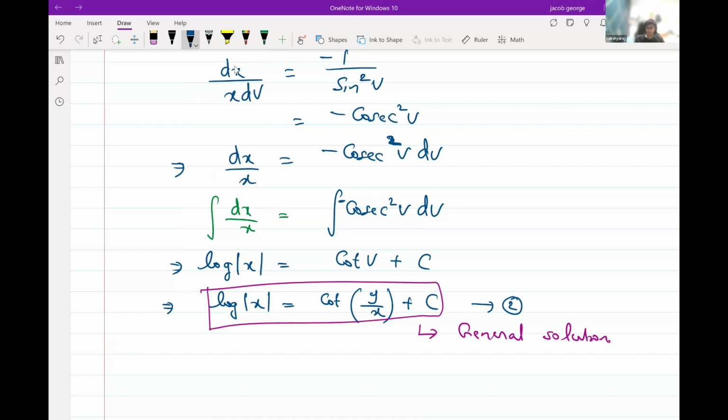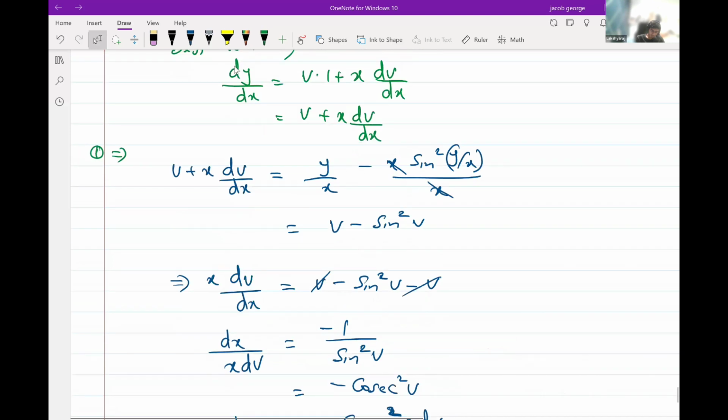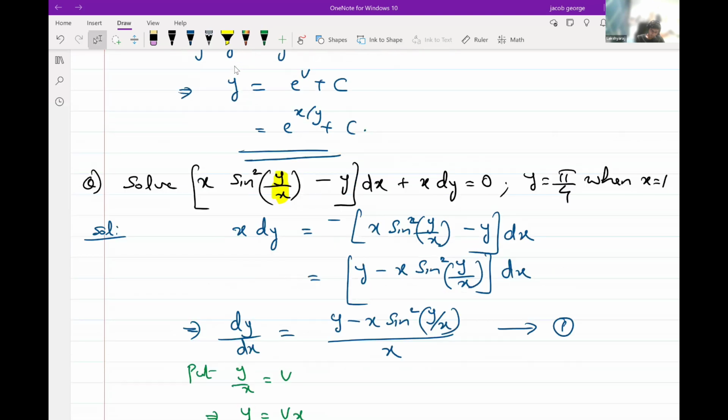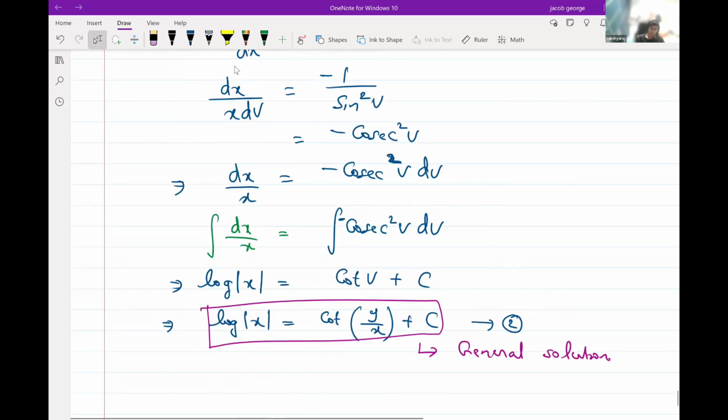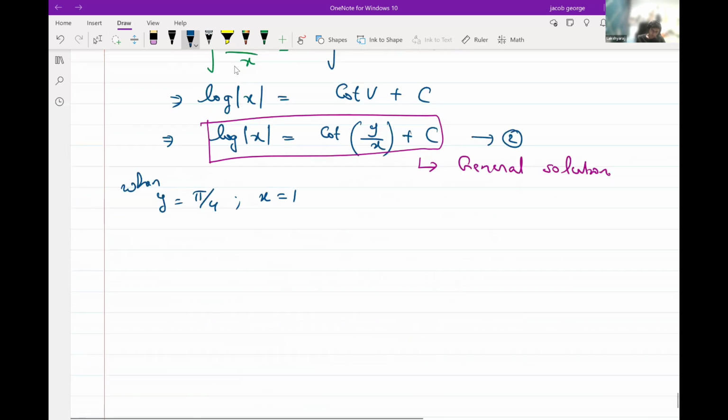Substitute the particular values of x and y. Yes, all of you completed till here, that general solution. What are the particular values of x and y? Y is pi by 4 and x is 1. Correct. So when y is equal to pi by 4 and x is equal to 1, substitute here.